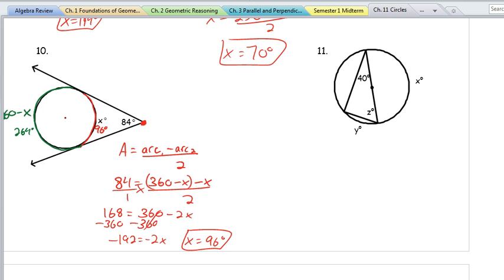And the last one, number 11. We want to find x, y, and z. Well, we know that this right here is right on that angle. We have another one right here. We have another one right here. So we have actually 3 vertices. So we're going to use them at different times.